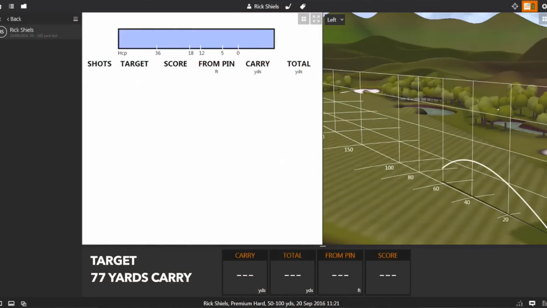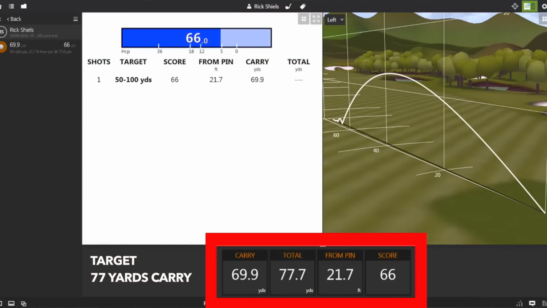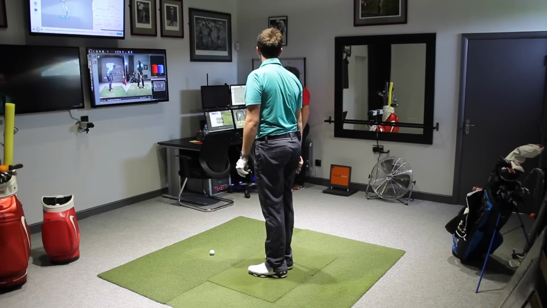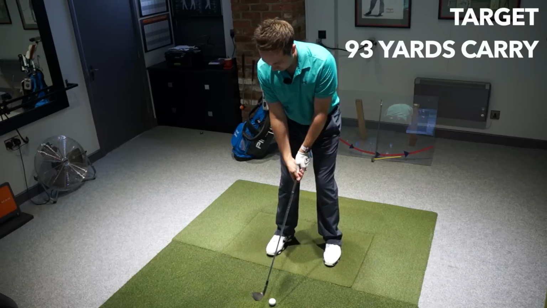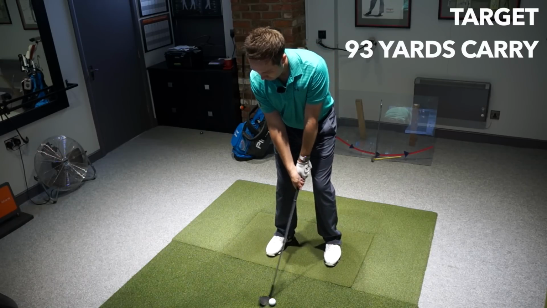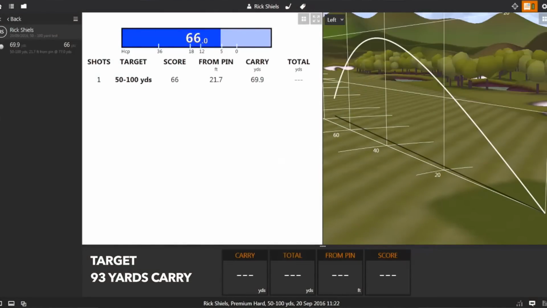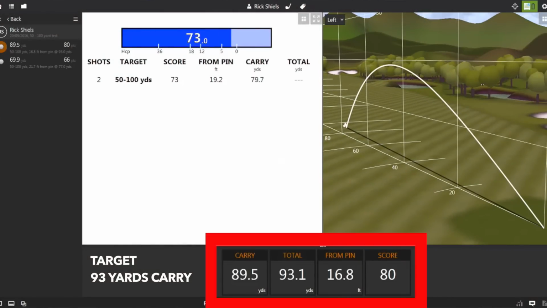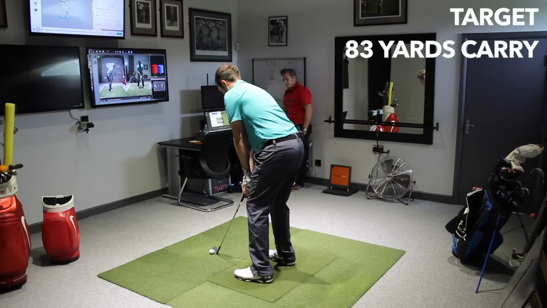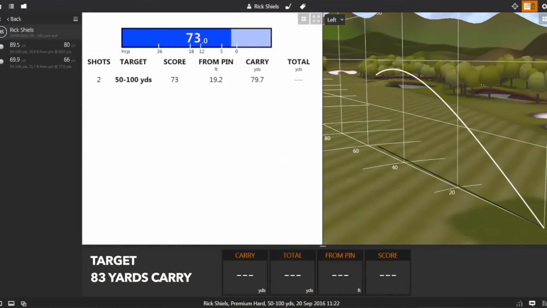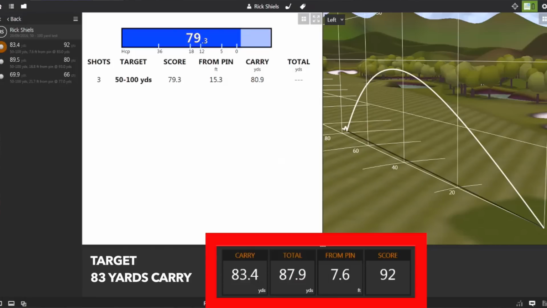Ooh, hard to gauge that one. I thought it was okay. You'll know better than I will how good that was or not. 69.9 it was. Okay, 93. That was 89.5, a little bit right. So 83 is the next one. Great distance control there. 50 yards is the next one.